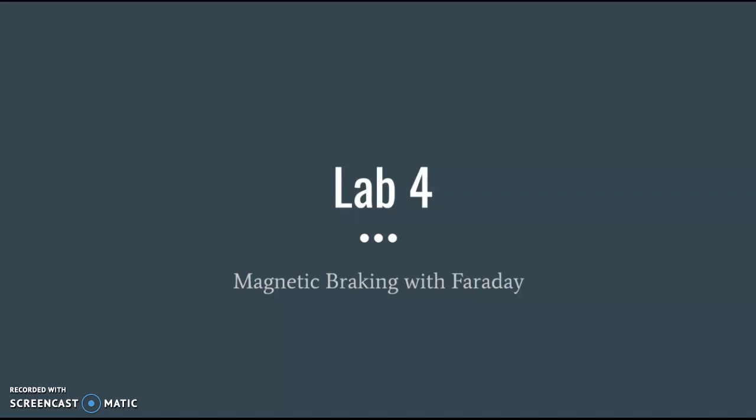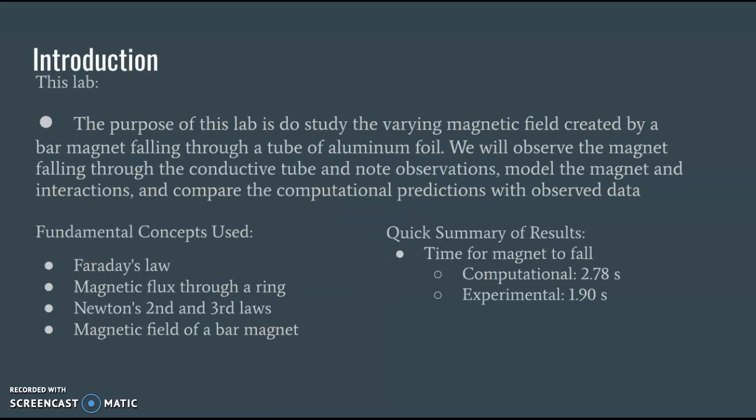Hi, this is Anna Johnson, Lab 4, Magnetic Braking with Faraday. The purpose of this lab is to study the varying magnetic field created by a bar magnet falling through a tube of aluminum foil. We will observe the magnet falling through the conductive tube and note observations, model the magnet and its interactions, and compare the computational predictions with observed data.